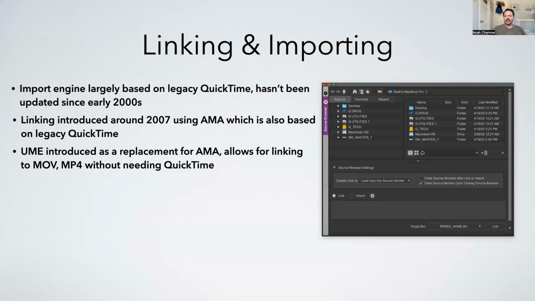So if you're using a newer version of Avid, the only way to bring in MOV and MP4 files is by linking and transcoding or consolidating through UME. But the import engine is still there. It's still completely intact. It remains untouched, and it still uses QuickTime for importing video.